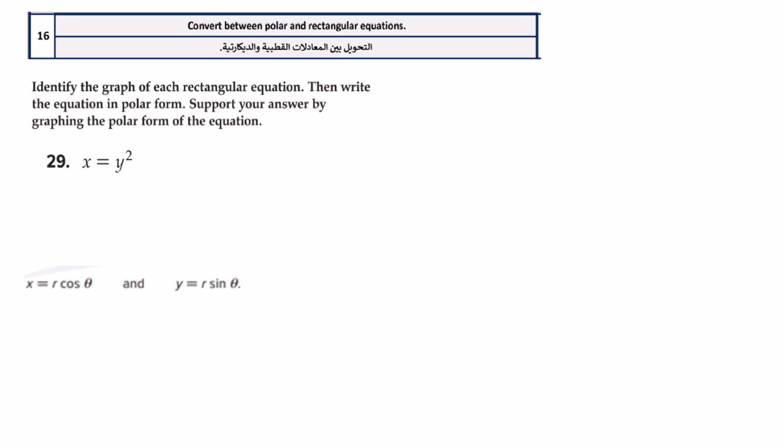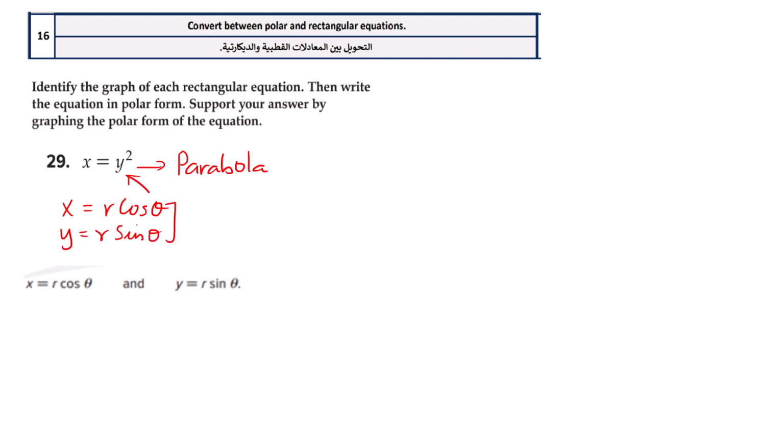Okay, let's now solve question 29. Here the graph is a parabola, as you can see. From your knowledge of term 2, the graph is going to be a parabola. This is the rectangular equation given. And to find the polar form of this equation, we need to do the same thing: replace x with r cos theta, y with r sine theta. This is what we are doing always.